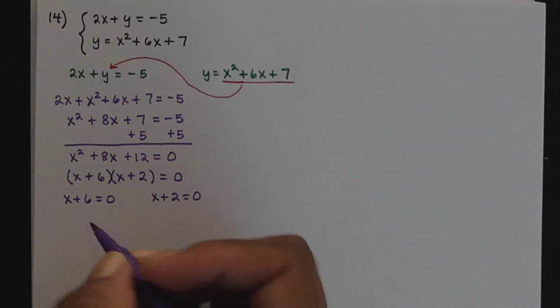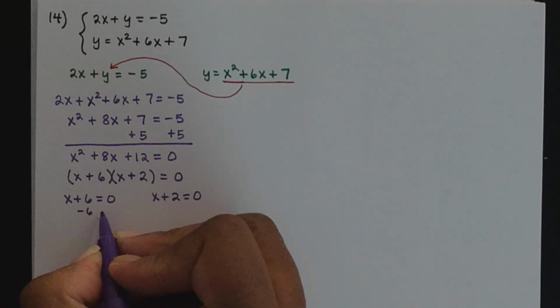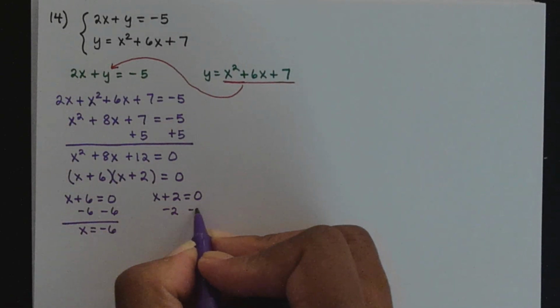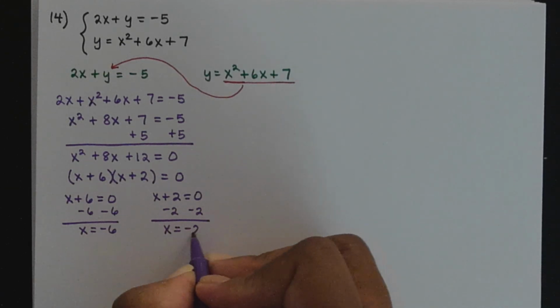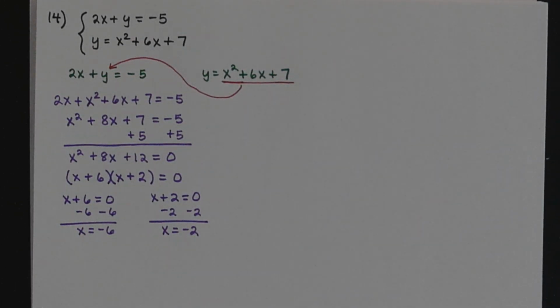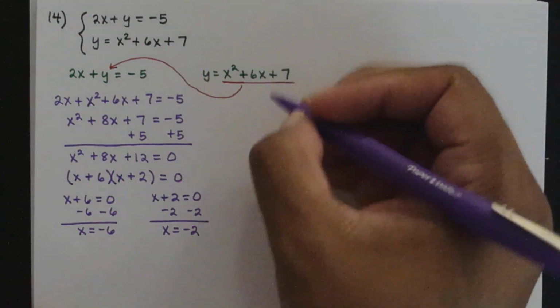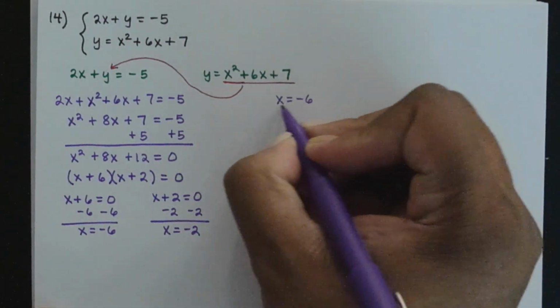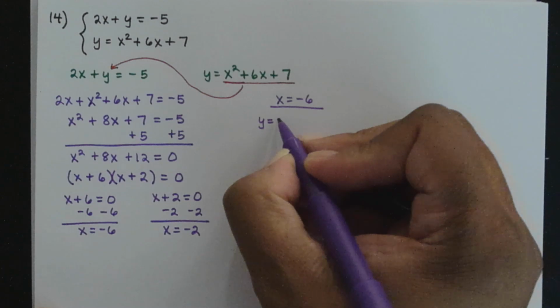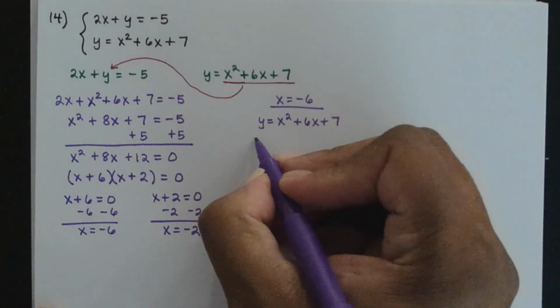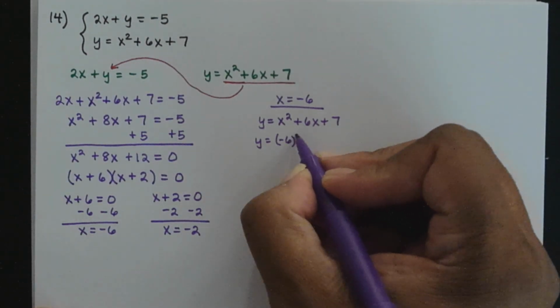And then we solve each equation for x. So for the x plus 6 equals 0, x must be equal to what? Negative 6. And for the x plus 2 equals 0, x has to be equal to negative 2. So I have two values for x. X is equal to negative 6 and x is equal to negative 2. For each of those x values, I need to find out what y is. Well, I have the y equal x squared plus 6x plus 7 already. So let's use that. We'll start with the x equal negative 6. And the equation for y, that's equal to x squared plus 6x plus 7. And then we just substitute every x in that equation with negative 6.